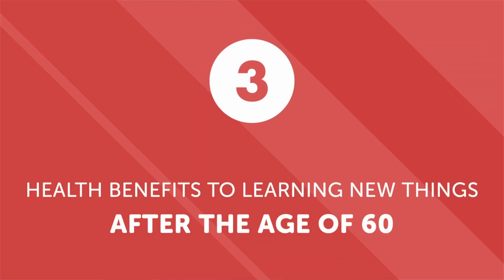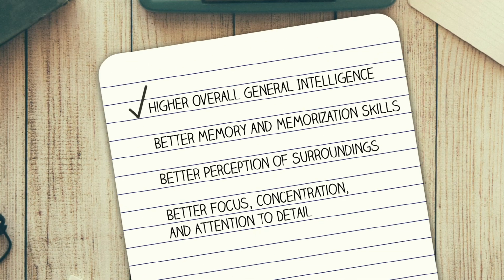Number 3. There are health benefits to learning new things after the age of 60. Learning a second language increases the number of neural pathways in the brain. Forging these new neural pathways helps you code and sort the new language you are learning. In addition, there are other brain health benefits associated with learning a new language. Here's a list of benefits bilingual people can enjoy. Higher overall general intelligence, better memory and memorization skills, better perception of surroundings, better focus, concentration, and attention to detail.